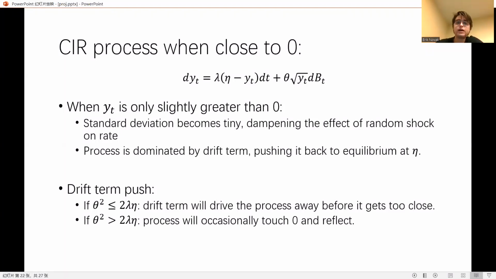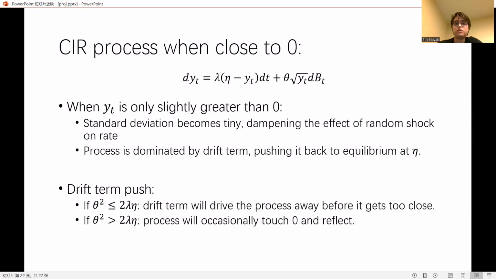So how does the CIR process behave when it's close to zero? Generally speaking, suppose it's only slightly greater than zero, then the standard deviation is going to become extremely small, which dampens the effect of random shock given by the Brownian motion on the rate. Which means that the process ends up being dominated by the drift term. And the drift term, as we saw earlier, pushes it back toward the mean. So essentially, the smaller the standard deviation, which happens the closer it is to zero, then the more influence the drift term is going to have on the process, pushing it back to the mean.